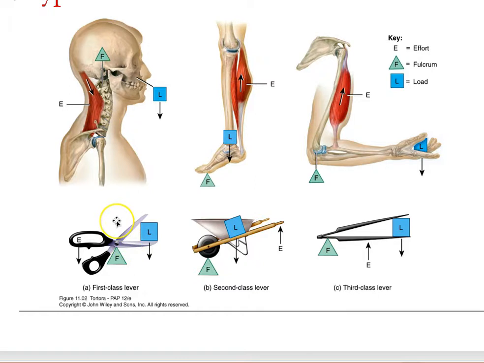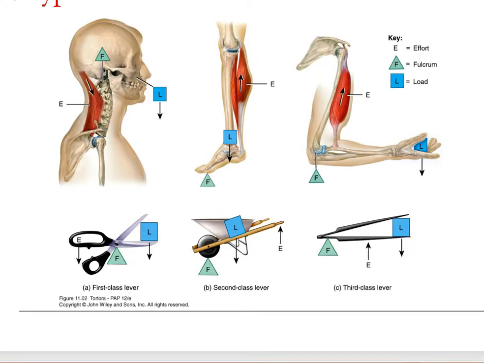The important thing for your final exam is how does Mother Nature put these where they are? Meaning, where's the effort, where's the fulcrum, where's the load? Notice the first class is EFL. Second class is FLE. Third class is FEL. Okay? So that's the way we want you to think about it.